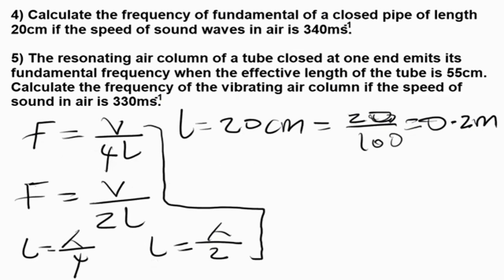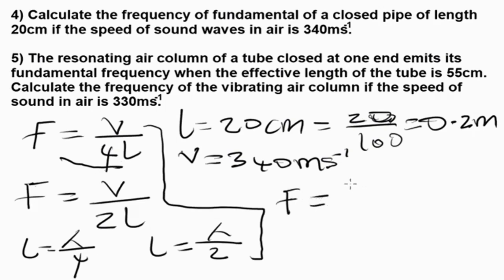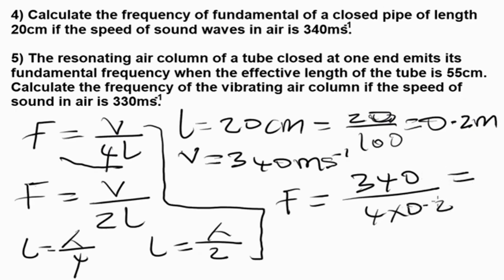So let's plug it in this formula. Remember, we have the velocity to be 340 meter per second. Since we are dealing with a closed pipe, frequency will be 340 over 4 times 0.2. Let me punch everything in my calculator and see what it's going to give me. So I have it to be 425 Hz. That's the unit of frequency, Hz. So that's for question 4.